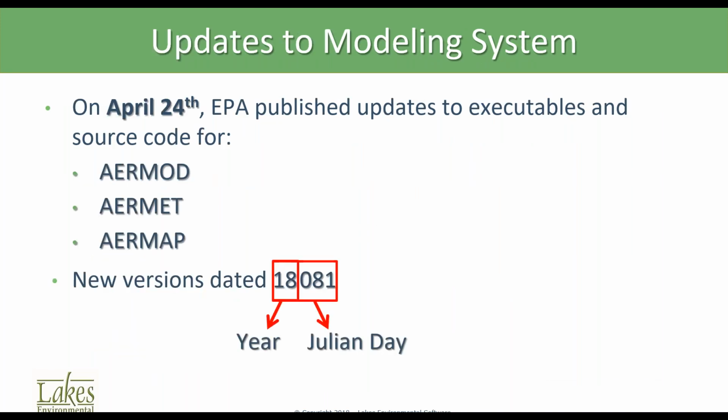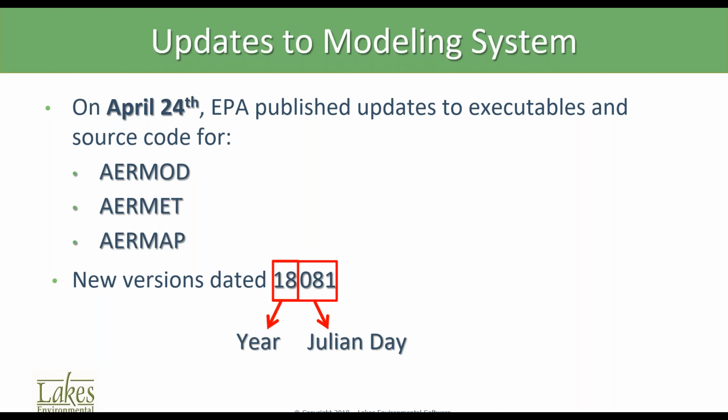Now, on April 24th, the US EPA published updates to the executables and source code for AERMOD, AERMET, and AERMAP. All three of these now have updates, and so they, because they are published on the US EPA website, become the official regulatory versions of the models. They replace any existing version that was out there previously.